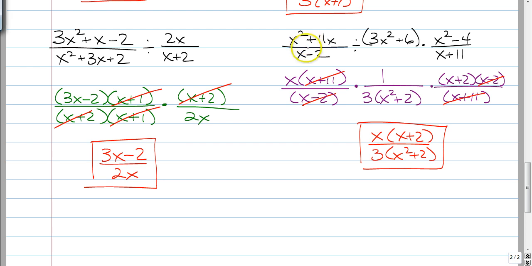Top left, you had to factor out an x, leaving you with x times x plus 11. The bottom left was good to go. You flip the second one, so that's 1 over, factor out your 3, and you have x squared plus 2. The top right was a difference of 2 squares, so that's x plus 2 and x minus 2. Your bottom cannot be factored. But then you have your x plus 11s that canceled, your x minus 2s that canceled, and you just put everything else that's left together. And that's it. This is multiplying and dividing and simplifying rational expressions.